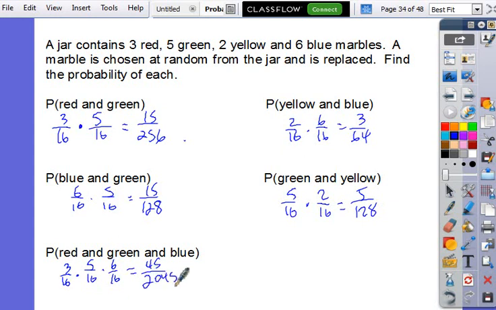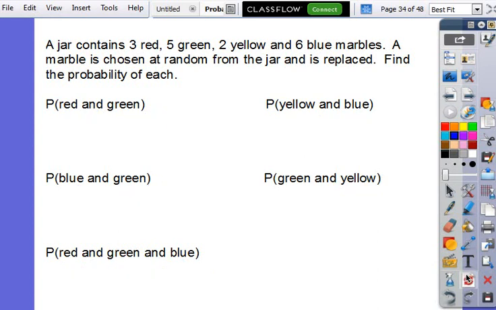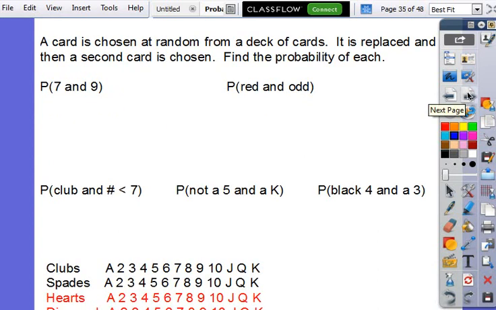All right. Are there any questions on those? If it's independent, replacing it, we're good. Type in your numbers, you got your answer. All right, 7 and 9. How many 7s are there? Out of 52. Since I replace it, it stays 52. There's 4 9s, so I'll multiply those out and get 1 over 169.